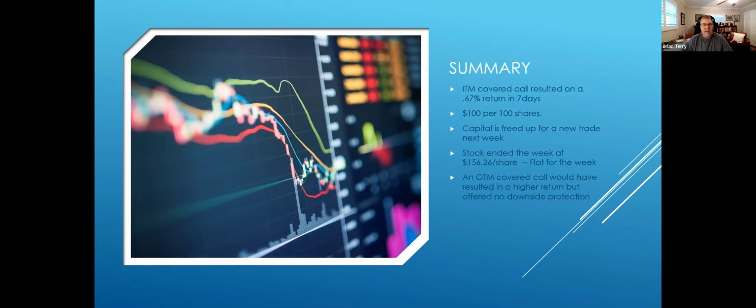And the stock ended at 156.26, which was $6 above our short call. So in this case, since the stock really didn't move, an out-of-the-money call or even an at-the-money call would have done slightly better, but in those cases, you wouldn't have had any downside protection.